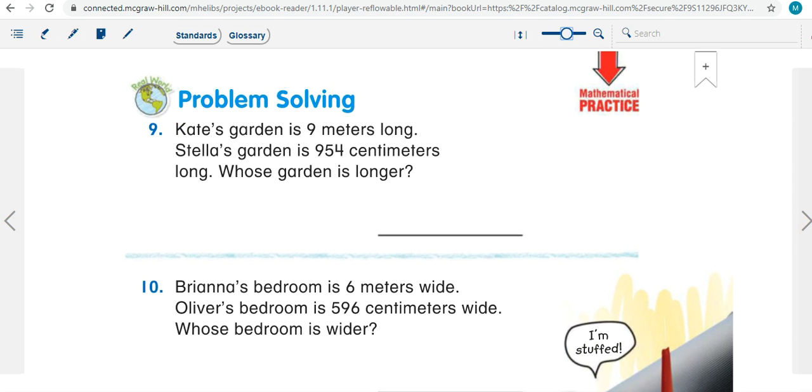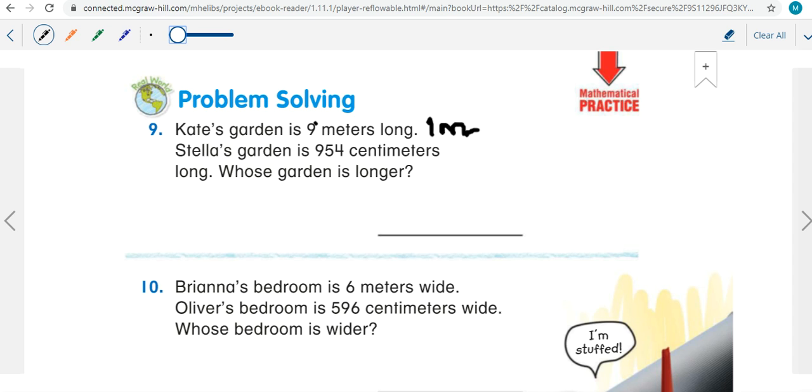Now, Kate's garden is 9 meters long. Stella's garden is 954 centimeters long. Whose garden is longer? Now, remember, 1 meter is equal to 100 centimeters, okay? So if you have 9 meters, you will have 900 centimeters. So Kate's garden is 900 centimeters and Stella's garden is 954.